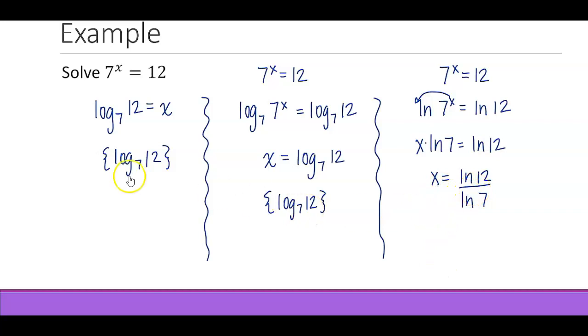But you might be thinking it doesn't look like the first two answers. But it does. Natural log of 12 over natural log of 7, if we apply our change of base formula, this is log base 7 of 12, because the 7 goes in the base and the 12 goes inside the log. So we do in fact end up with the same answer, log base 7 of 12.